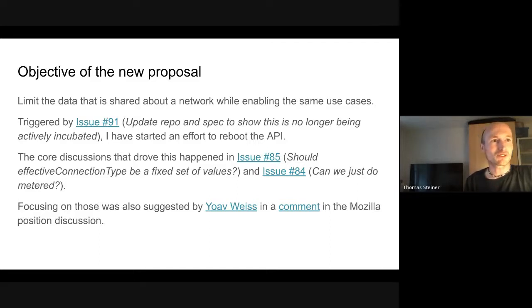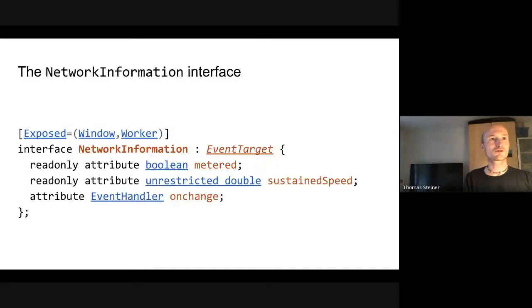This is driven mostly by issue 85 and issue 84. Issue 85 says, should effective connection type be a fixed set of values? And issue 84 said, can we just do metered? Yoav commented in the Mozilla position discussion saying, let's focus on those. And this is what I did. So here's a proposal. You can see the new NetworkInformation interface. It's very simple. It's essentially just a boolean metered, and an unrestricted double sustained speed. And you can see an event handler onchange. So that's it.